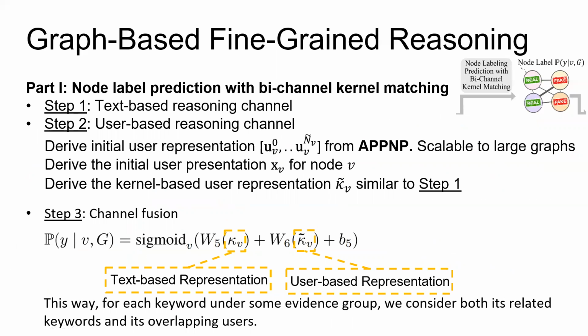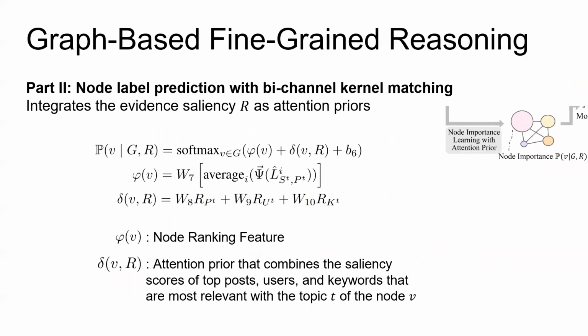In the previous slide, we illustrated the text-based reasoning module, and then the user-based reasoning channel works in a similar way, which is that we also use a similar mechanism of our kernel graph attention network to compute the similarity and interactions among users who concern different topics.